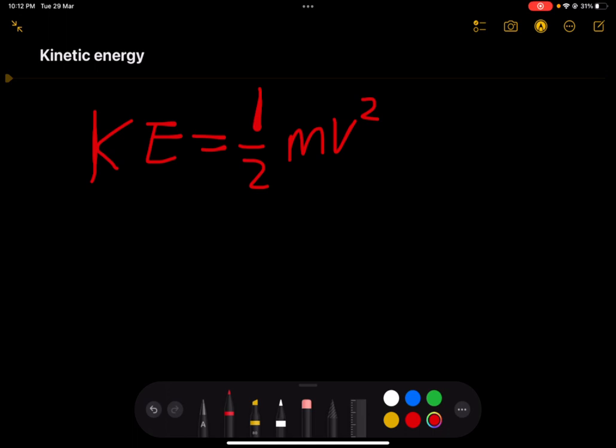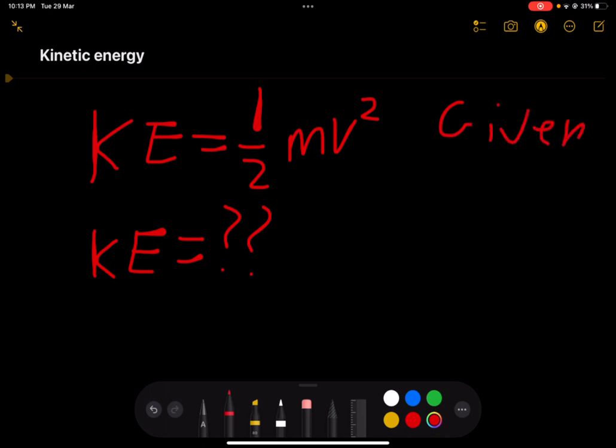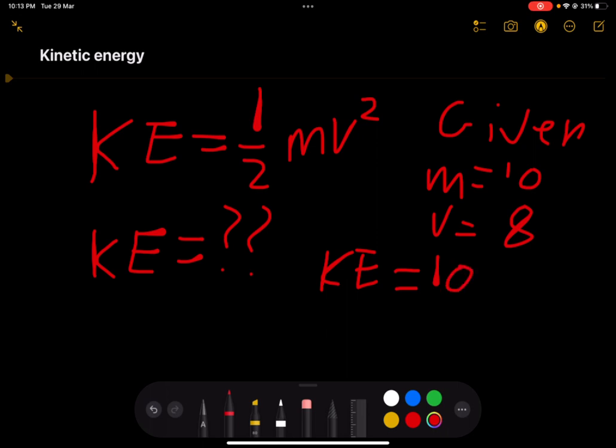If a question tells you, find the kinetic energy, first, you need to find the given. If it tells you the mass is 10, m equals 10, then you have the velocity of 8. So use the equation KE equals 1/2 mv squared: 1/2 times 10 times 8 squared. KE will be equal to 320 using a calculator. So this is for kinetic energy.